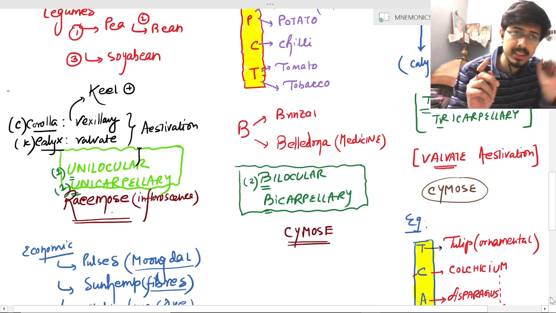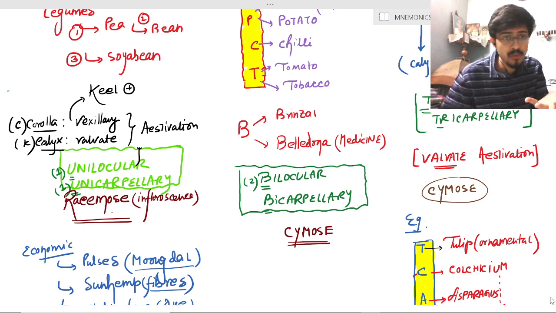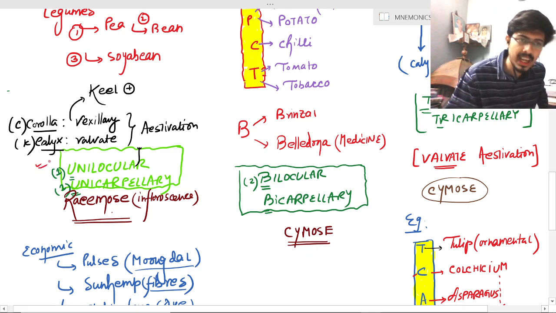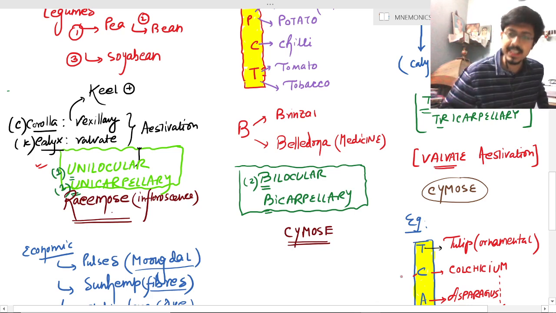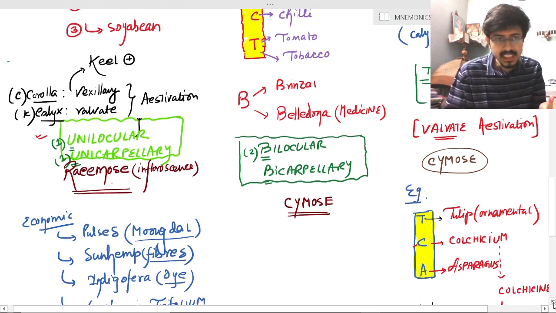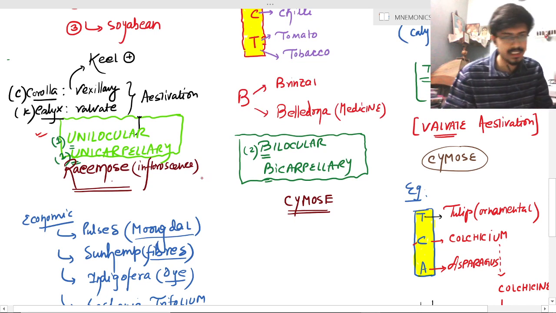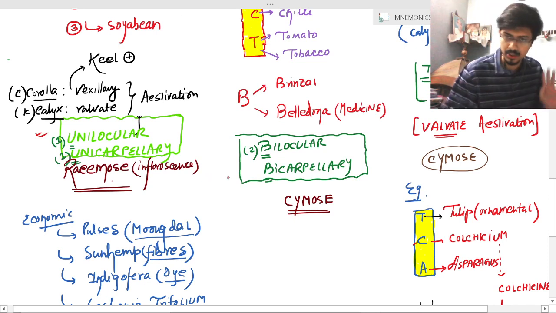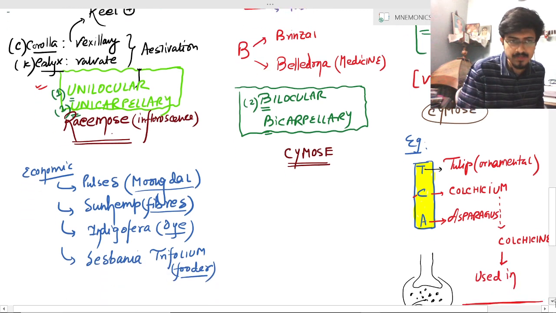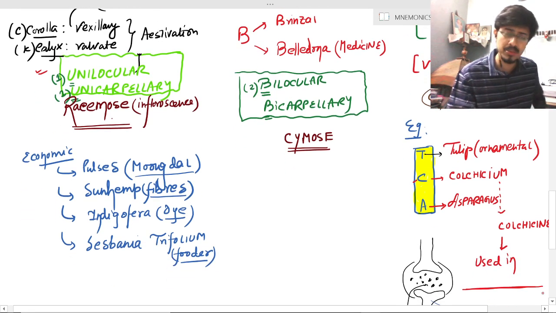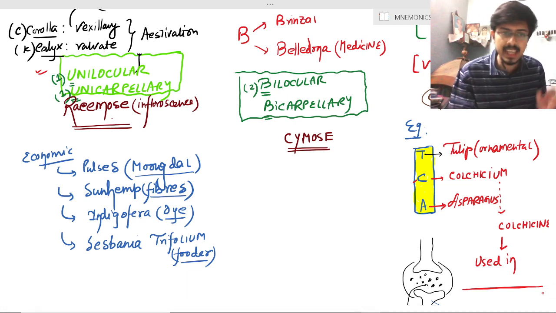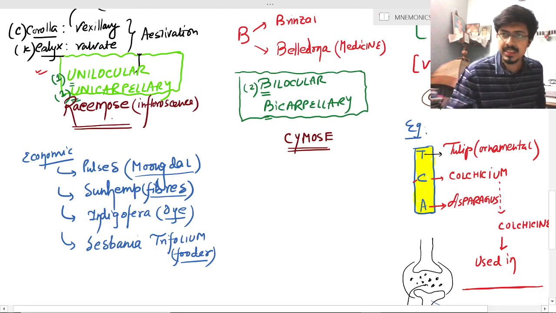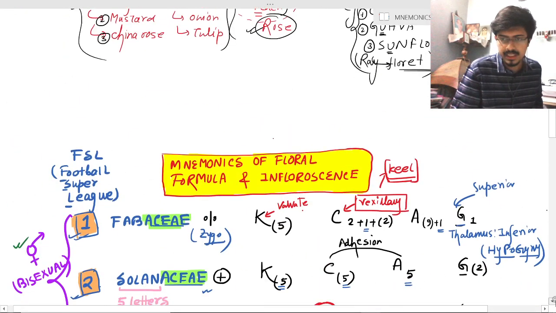So serial number one is Fabaceae, so the ovary will be unilocular. Uni means one, and unicarpellary. Very simple. Unilocular and unicarpellary, and racemose is the inflorescence. You can see that racemose is the inflorescence of the Fabaceae, and the rest two have cymose inflorescence. Economic importance of the Fabaceae group: pulses like moong dal, and sun hemp is a very good quality fiber. Indigofera is a dye, and Sesbania trifolium is a food. This you have to remember.